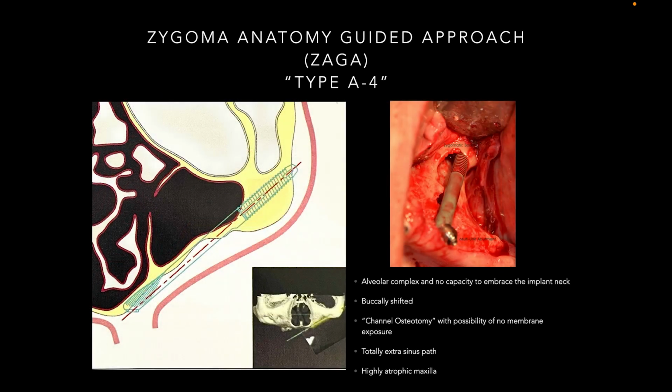Now, A4, very tricky. These are very, very atrophic maxillas. This is definitely going to be more of a channel osteotomy. There's been cases where I've done these where I haven't even had to lift the membrane that much because that implant is so extrasinus.